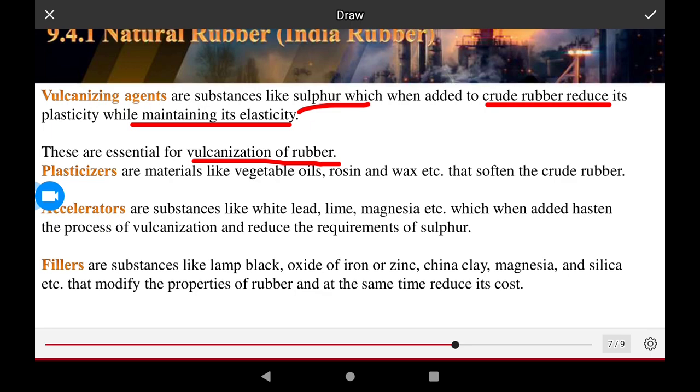Plasticizers are materials like vegetable oil, rosin and wax, often added to crude rubber. Accelerators are substances like white lead, lime and magnesia, which, when added, hasten the process of vulcanization and reduce the requirement of sulfur. Fillers are substances like lamp black, oxides of iron and zinc, china clay, magnesia and silica, which modify the properties of the rubber and at the same time reduce the cost of the natural rubber.